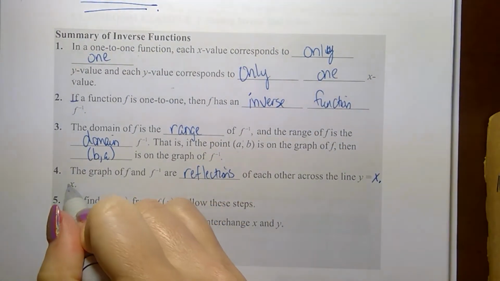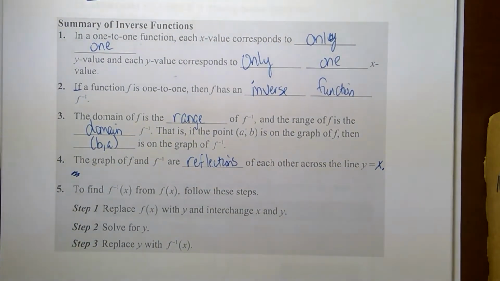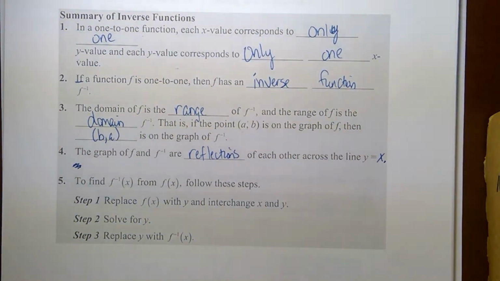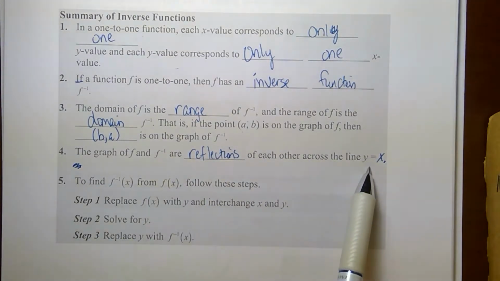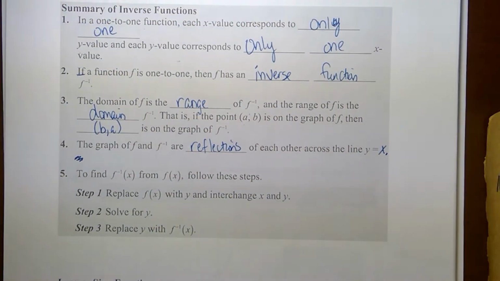And I could not get this document to change the way I wanted it to, so that was awkward. The graph of the function and its inverse reflect across that line y equals x. We showed you that on the other page of notes.